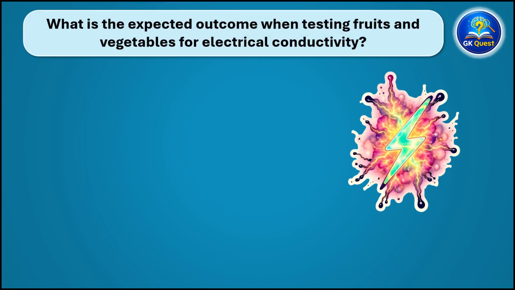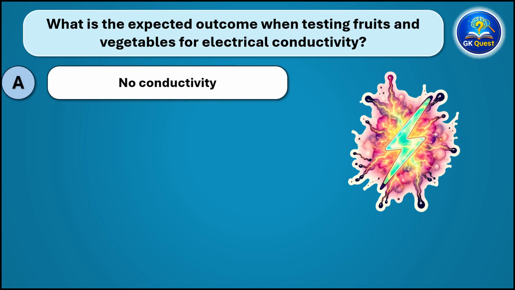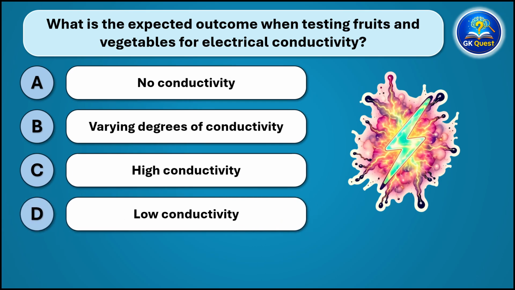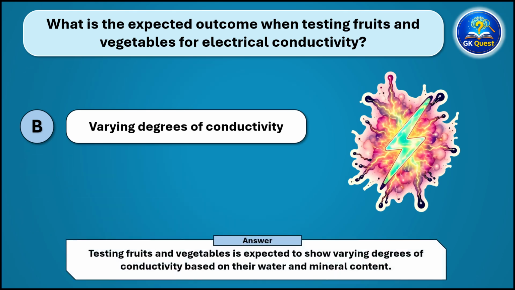What is the expected outcome when testing fruits and vegetables for electrical conductivity? And the correct answer is testing fruits and vegetables is expected to show varying degrees of conductivity based on their water and mineral content.